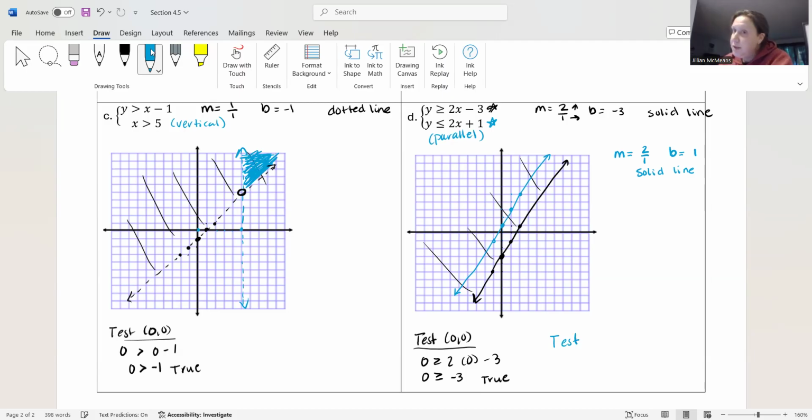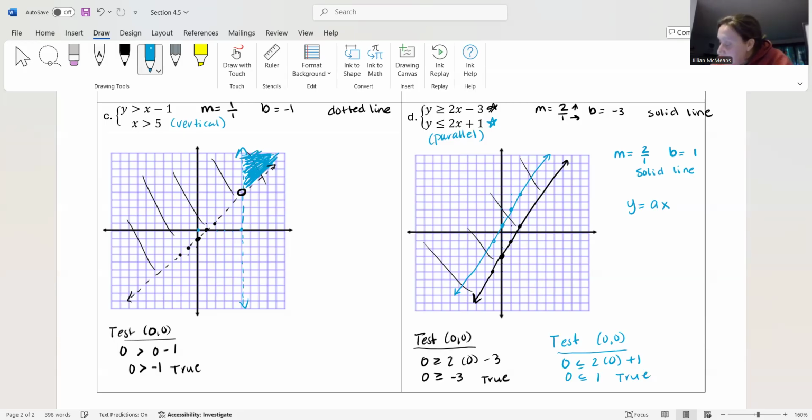Again, it looks really close to the origin, but it's not actually going through the origin. You know you have a line that goes through the origin when you have something like y equals ax, but there's no plus or minus a constant. So we're good here. We can test the origin. I've got y is less than or equal to 2x plus 1. Anywhere I see a y or an x, I'm going to plug in a 0. So I get 0 is less than or equal to 2 times 0 plus 1. Well, 2 times 0 is 0, but then 0 plus 1 is 1, and this is true.